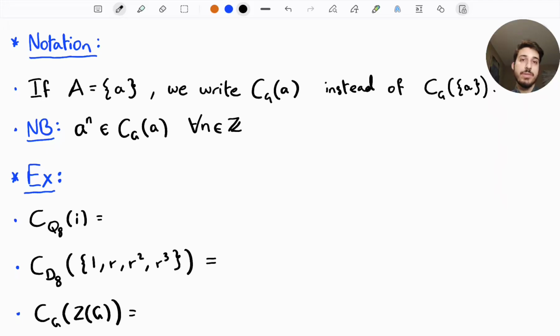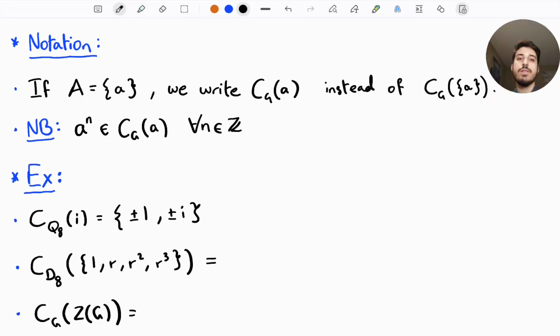So for the examples, we have C_Q8(i). So basically, the centralizer of the element i in the group Q8. So basically, all of the elements which are commutative with i. And all of the elements which are commutative with i are plus and minus 1 and plus and minus i. j and k, minus j, minus k are not commutative with i. So this is the centralizer of i in Q8.